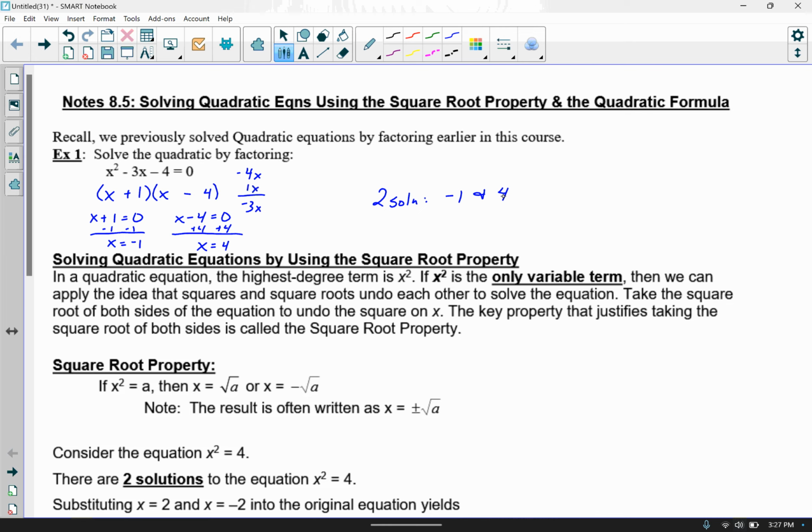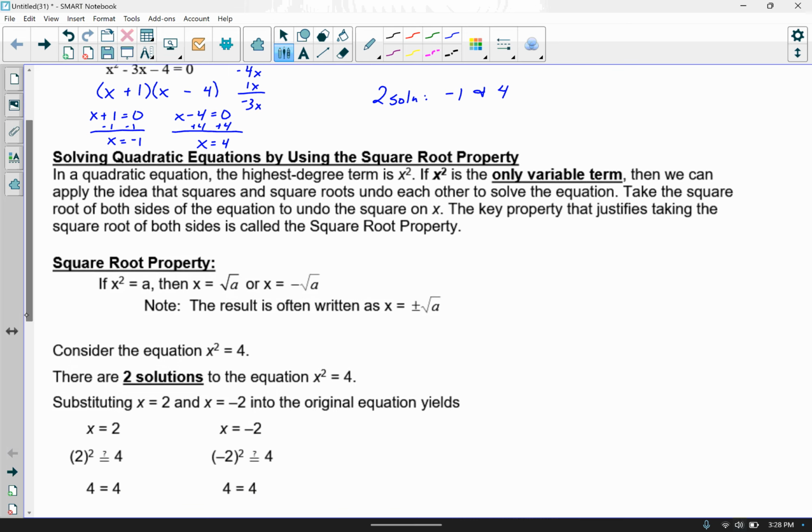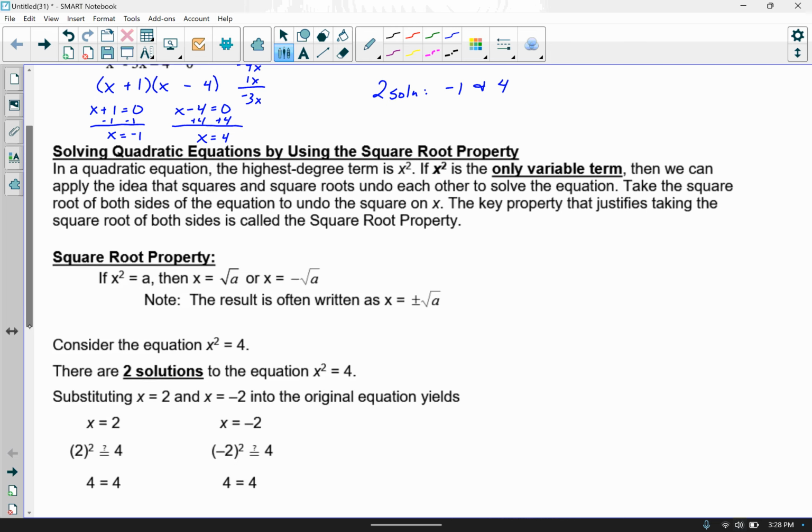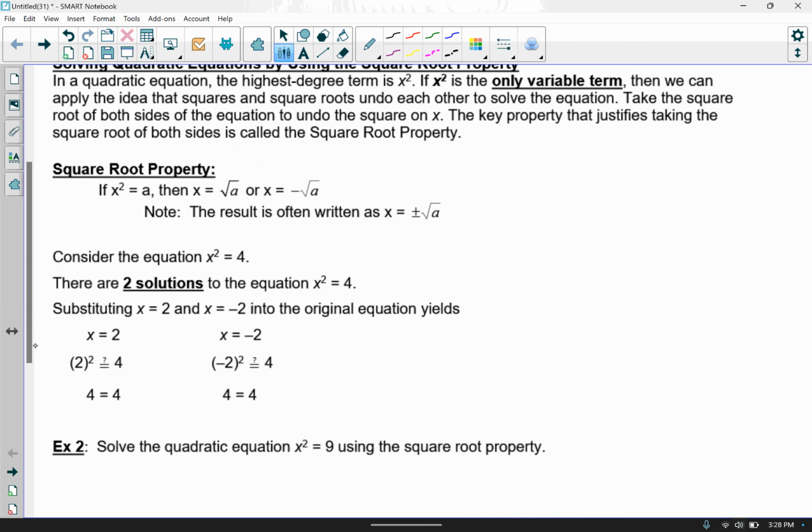Okay, so that's how you've previously learned how to solve quadratic equations. Now, sometimes we can get there even quicker if we don't have that middle x term, and that's where we would want to use the square root property. And you mainly use the square root property when you have x squared equaling some number a. And so from there, you have just two solutions where you just take the square root.